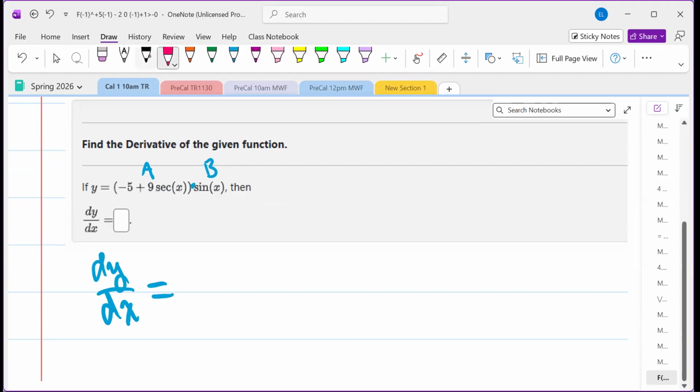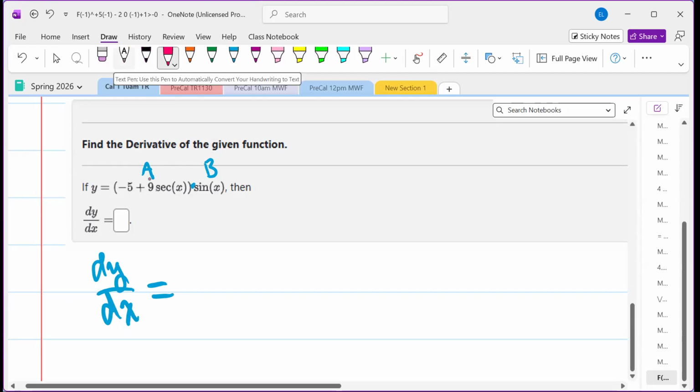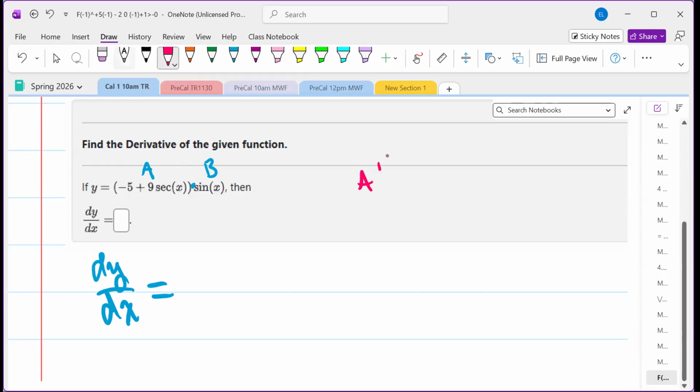All right, so when we're doing our derivative of a product, this is where I do the derivative of one, keep the other the same, plus, and then I do it the other way around, vice versa. So I'm going to do my derivative of A. So it's going to be A prime B plus AB prime. That's the way I usually write it.